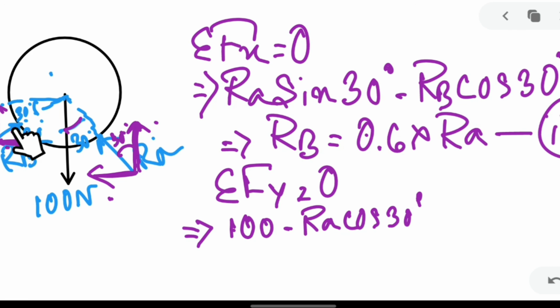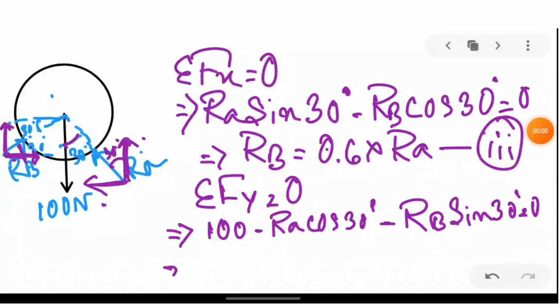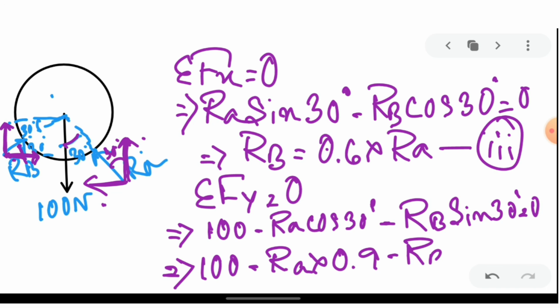It is cos component because it is 30 degree, it is cos component, it is sin component, RB sin 30, and it is the same as the RA. Okay, so it is also minus because it is opposite to the 100. 100 we assume is plus, so it is minus RB sin 30 degree equals to 0. Okay, so what is the equation? It is 100 minus RA cos 30 is 0.9 minus RB sin 30 is 0.5 into 0.5, okay, equals to 0.